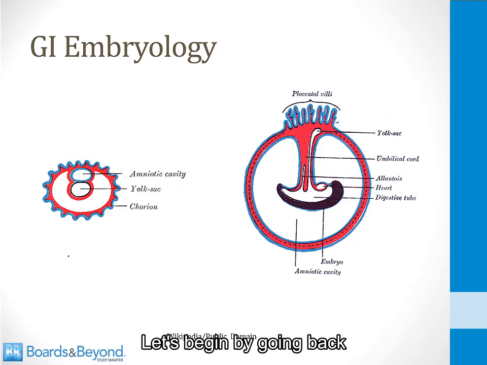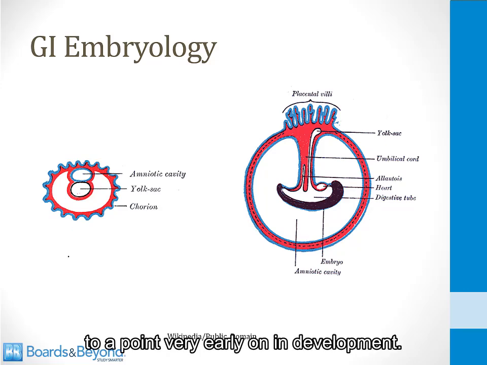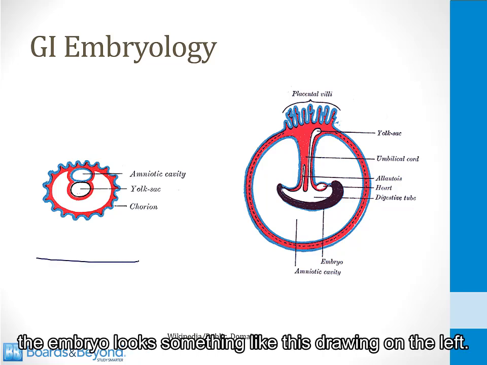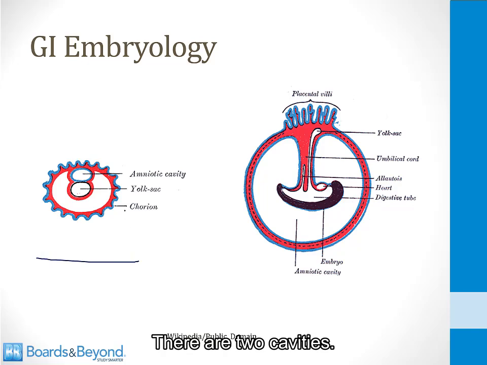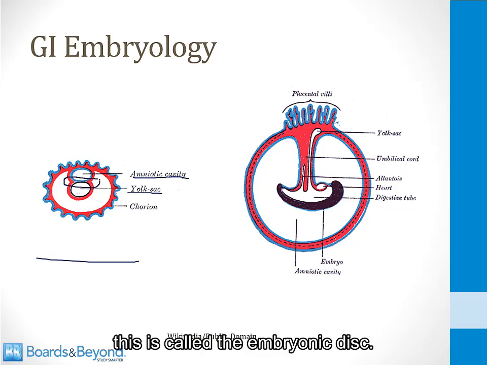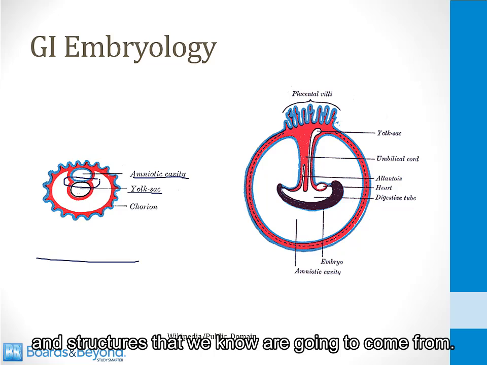Let's begin by going back to a point very early on in development. Just a few weeks after fertilization, the embryo looks something like this drawing on the left. There are two cavities, one's called the yolk sac and one's called the amniotic cavity, and where they meet, this is called the embryonic disc, and this is where all the action is in the growth of a human being. This is where all the organs and structures that we know are going to come from.